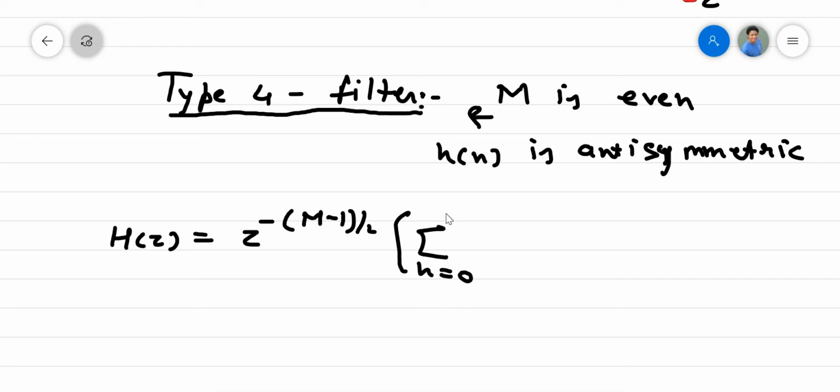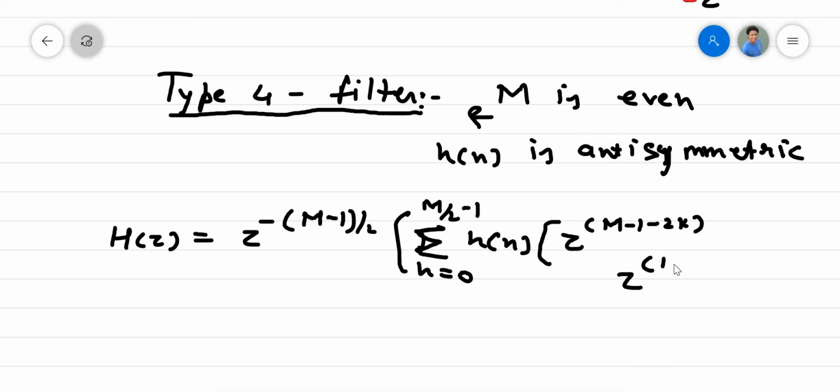summation n equals 0 to M by 2 minus 1 h(n). This is actually summation [z to the power (M minus 1 minus 2k) by 2 and then z to the power (M minus 1 minus 2k) by 2 with a negative sign]. And for this to be an antisymmetric sequence, there will be a negative sign here.